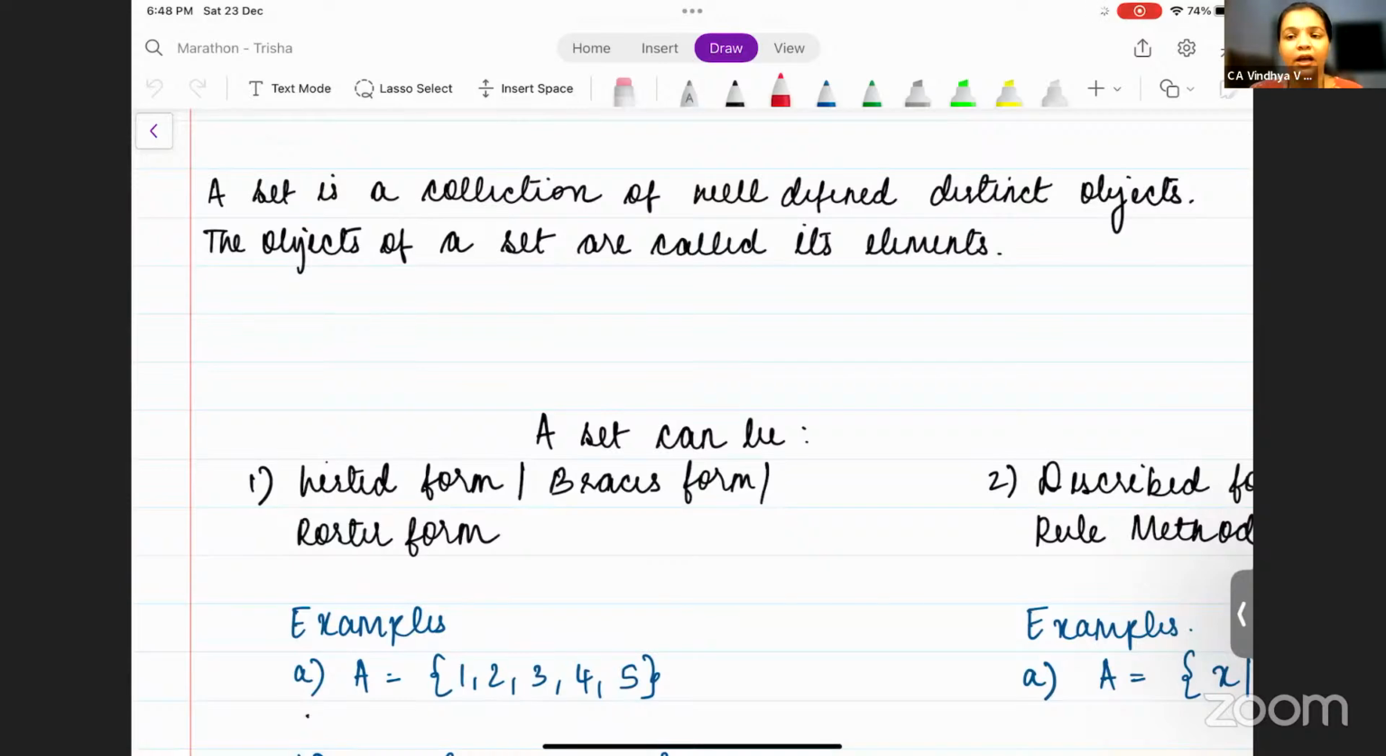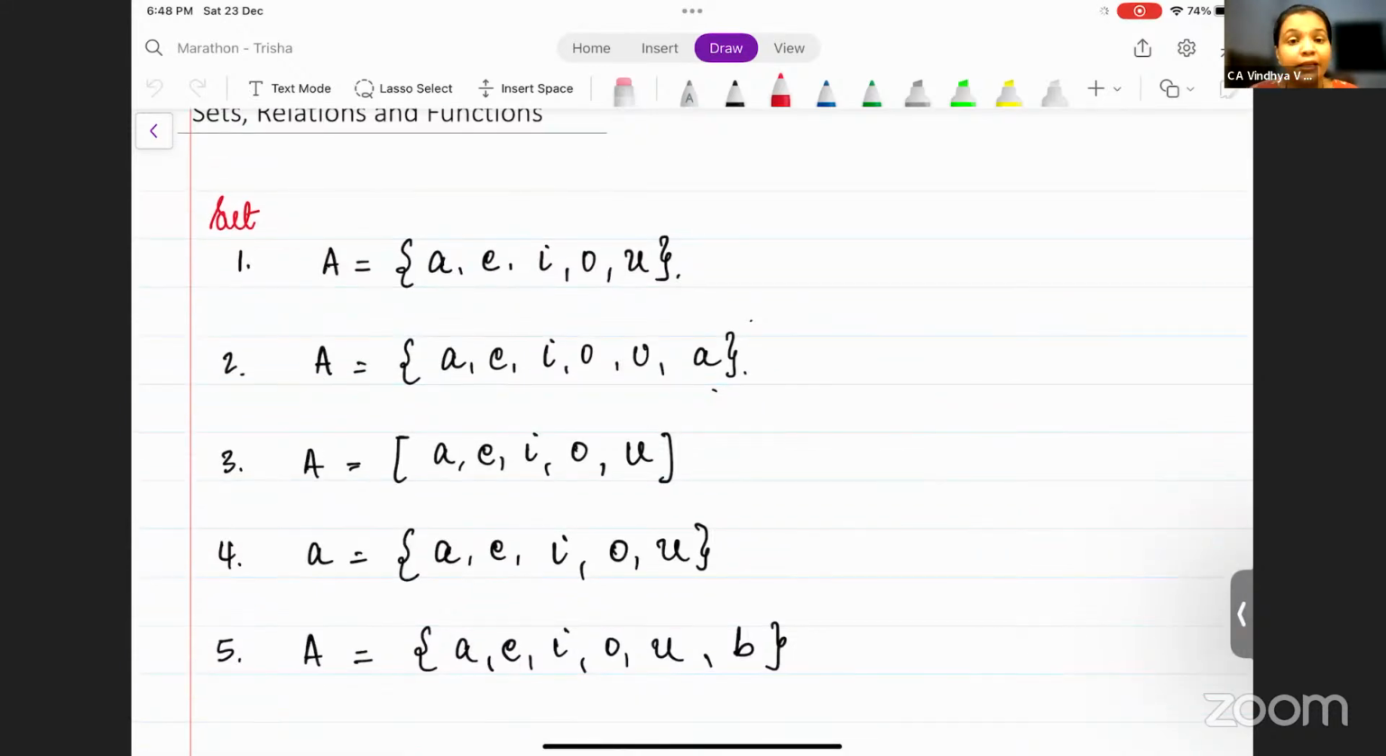What is a set? A set is a collection of distinct and defined objects. If you observe, I've given a few examples, and out of these, examples 2, 3, and 4 are not sets. In example 2, A is repeated twice. In example 3, the brackets are not flower brackets. In example 4, the set is denoted with a small letter. This means a set cannot have repetitions, should be denoted with flower brackets only, and should be denoted with a capital letter.